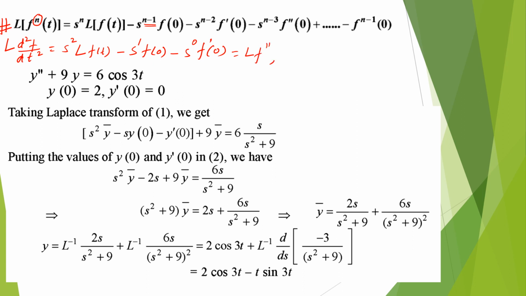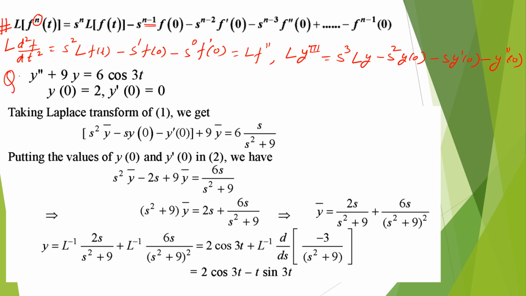Similarly, if we are going to find the Laplace for y to the power 3, that means third derivative, this will be equal to s to the power 3 Laplace of y minus s square y at 0 minus s y dash 0 minus y double dash 0. These are the conditions which we are going to implement.